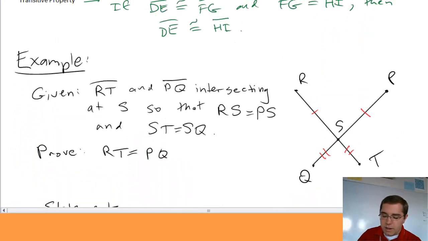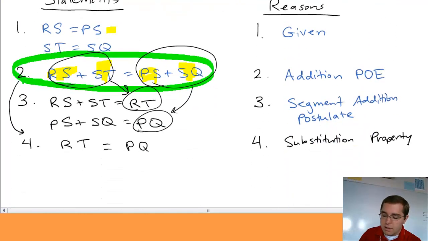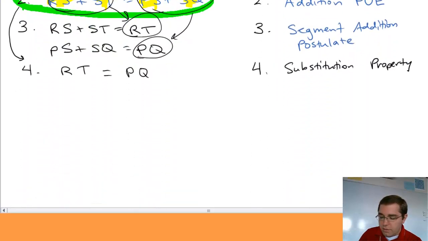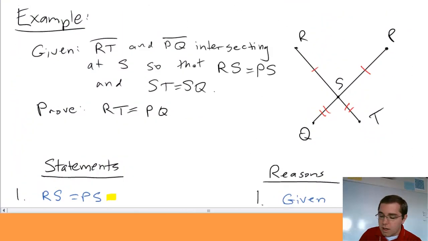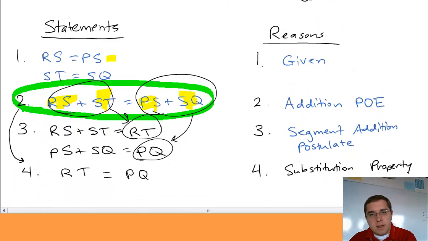We ended up where we wanted to end up. We wanted to show that RT equals PQ. It's exactly what we said in our last statement. So our proof is done. That's one way to write a proof, and we may look at another way soon in class.